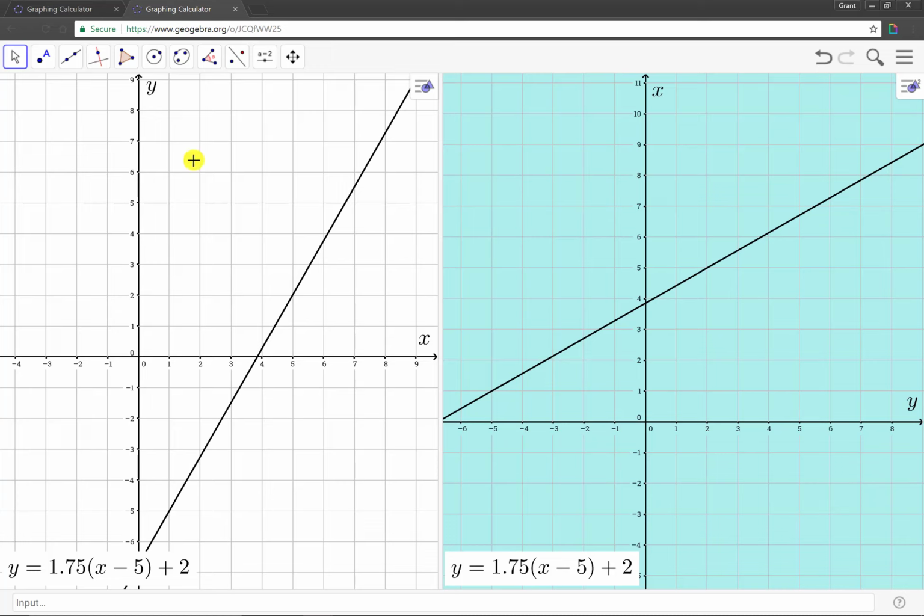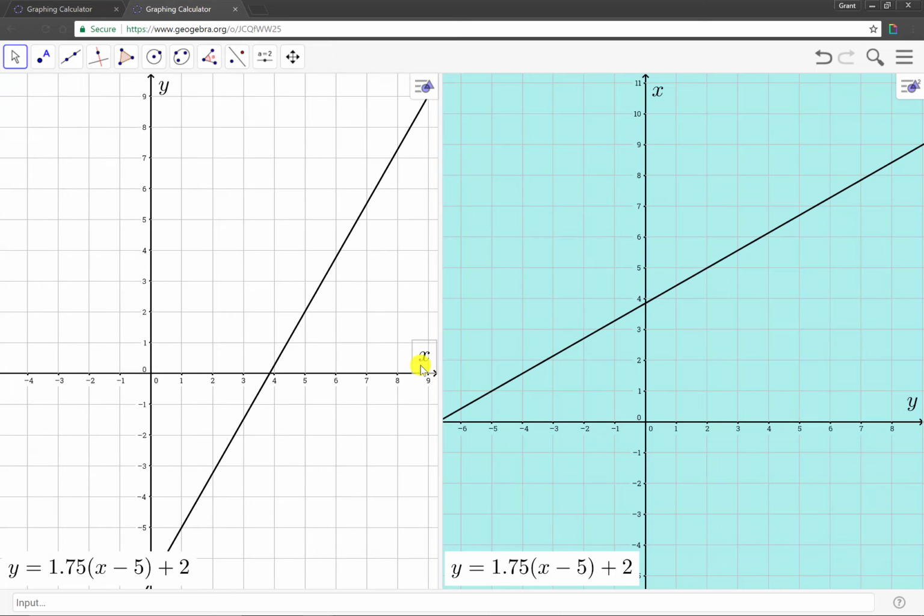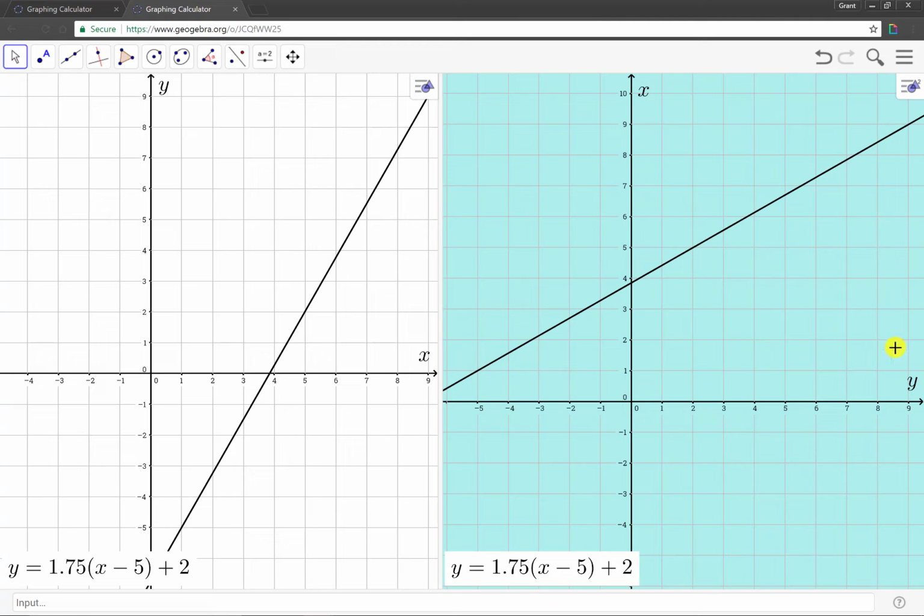In one case, we can represent values of x on the horizontal axis and values of y on the vertical axis. And then the graph shows the relationship between x and y. Now on this other side, we can represent values of y on the horizontal axis and values of x on the vertical axis. And this graph still represents the same relationship between x and y, but you'll notice that the graph looks different than it did in the first case.